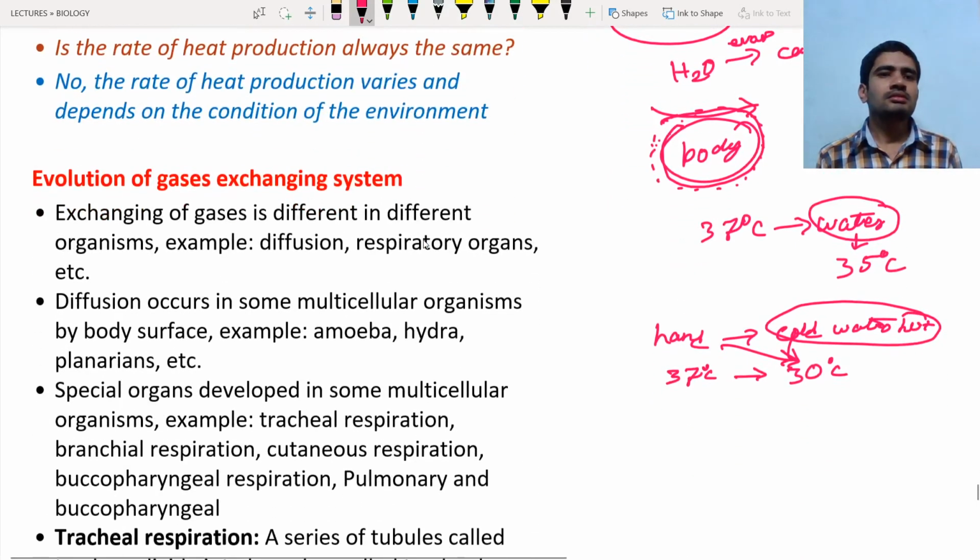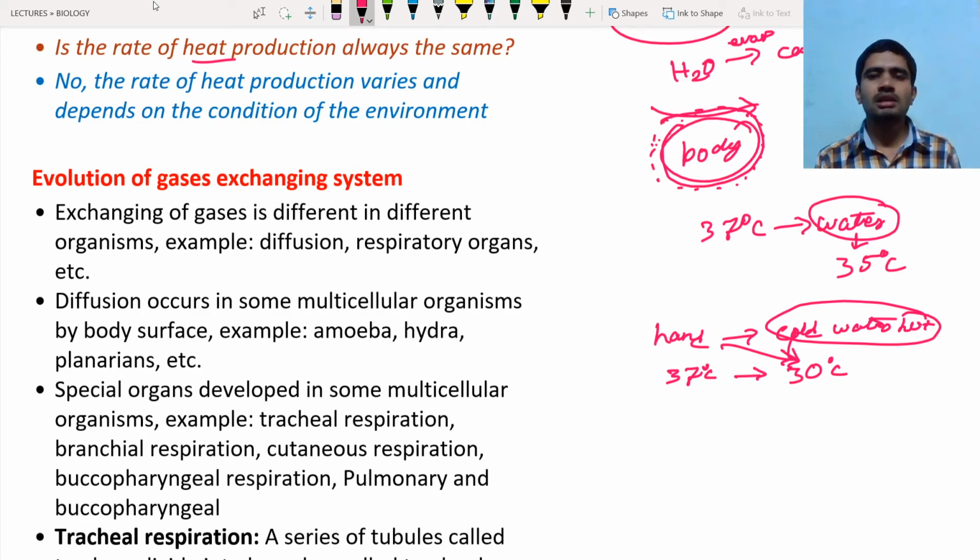Next, is the rate of heat production always the same? No, the rate of heat production is not the same. The heat production depends upon the condition. For example, if you are running, your body has a temperature of around 40 degrees Celsius. If you are sitting in the room quietly and peacefully, your body has a certain amount of temperature, whether it may be 35 degrees Celsius or 37 degrees Celsius and so on. The temperature is maintained in the body depending upon the condition. And if you are suffering from fever, you will have a certain amount of temperature. So it completely depends upon the condition of the body and the condition of the environment.